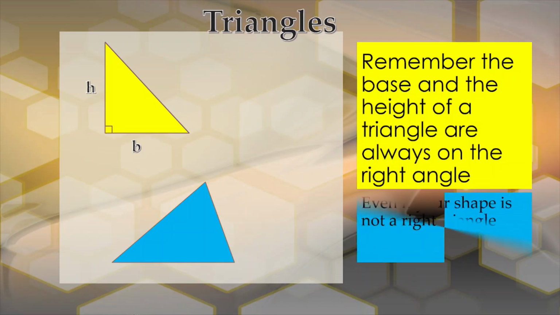The problem is sometimes our shapes don't show us the right angle. Sometimes you're going to have to draw the right angle yourself. So when we look at this blue triangle, if I start at the very tippy top point and draw a line straight down, as long as I draw it straight down, that creates a 90-degree angle. Now that I have my 90-degree angle, I can easily find my base and I can measure my height. And that's how you find the base and height of a triangle.